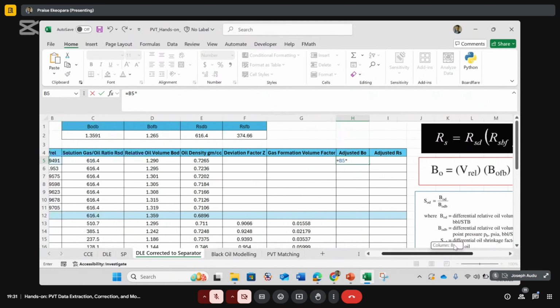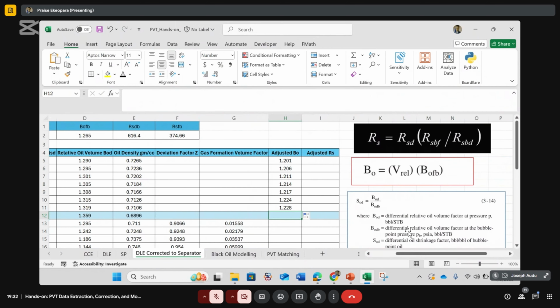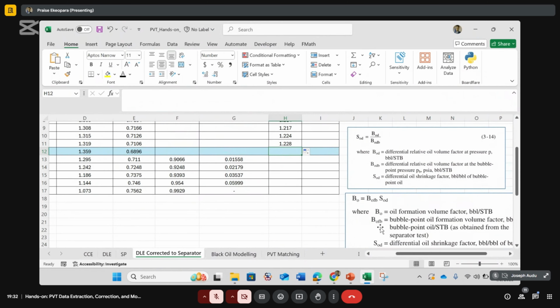Okay, so this your BOFB, function F4 to lock it up because we don't want it to be changing. Then just run it. Then once you run it, you just drag it down to this point. All right, this will now calculate our BO values for us. Then for this other one below, from saturation point, this is the point whereby you need to multiply with your shrinkage, right? Your differential oil shrinkage factor. So to do that, we do the individual BOD, right? Divide them by our BODB, then multiply by this one.